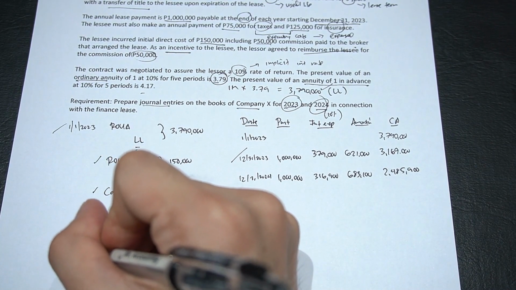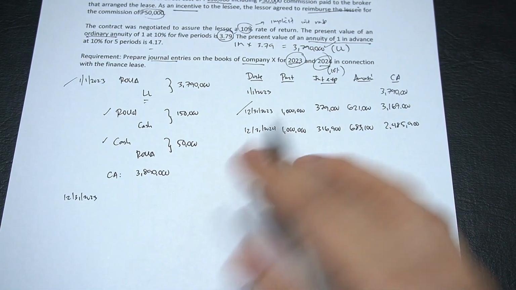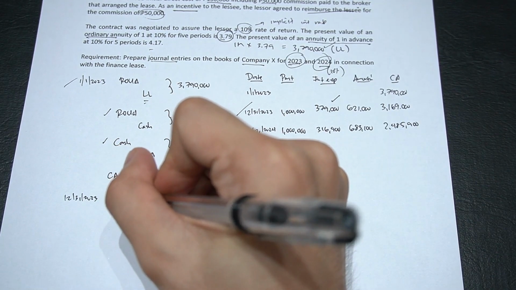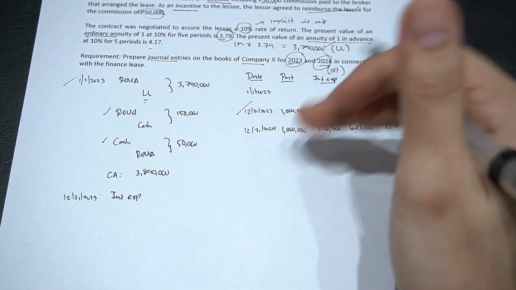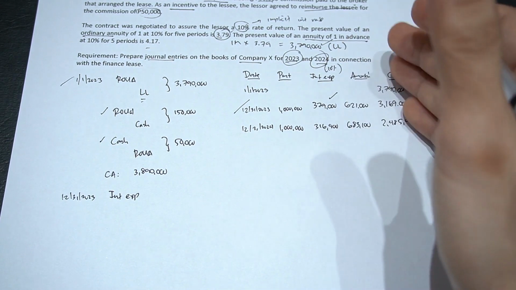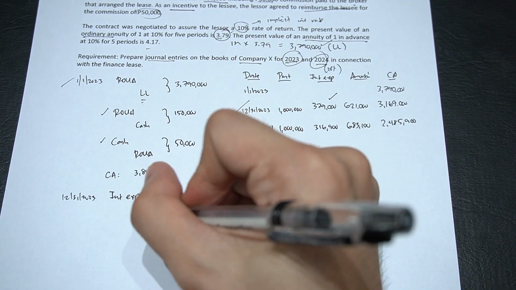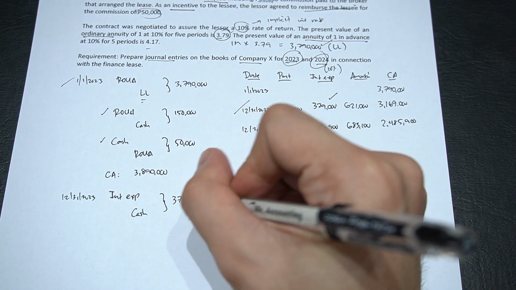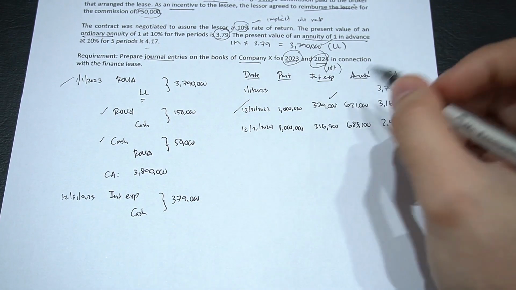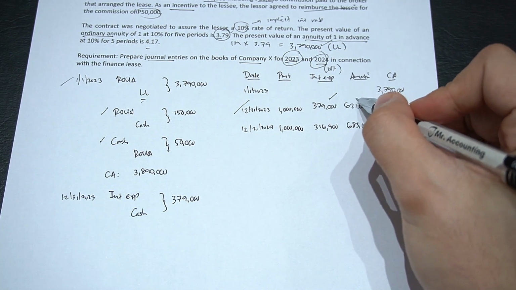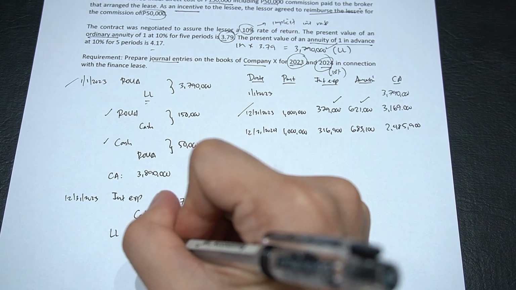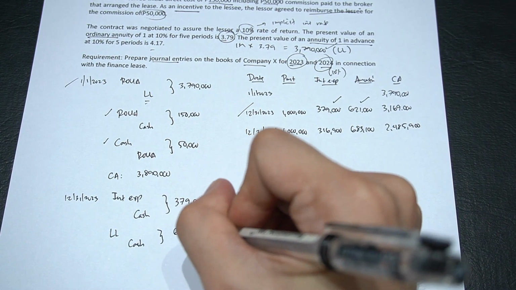December 31, 2023. Tingin lang ako sa amortization table. So, interest expense, debit interest expense. This time, ang bayaran natin is every December 31. So, instead of interest payable, diretso cash na tayo dyan. Debit interest expense, credit cash, 379,000. Right? Yung principal naman natin or amortization natin, debit lease liability, credit cash, 621,000.